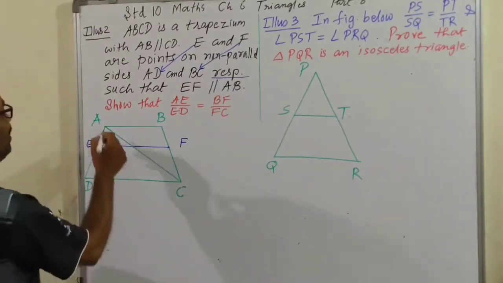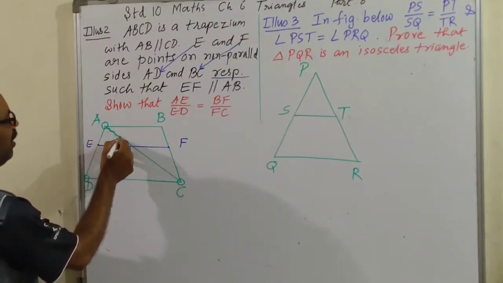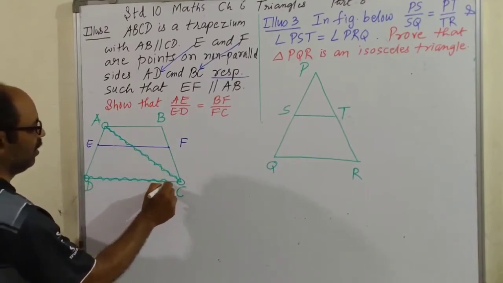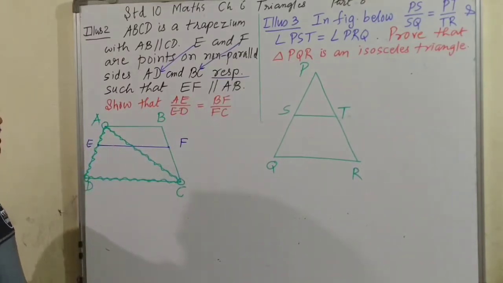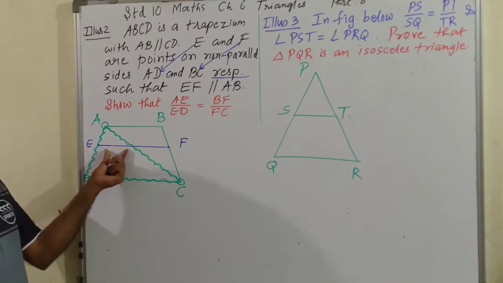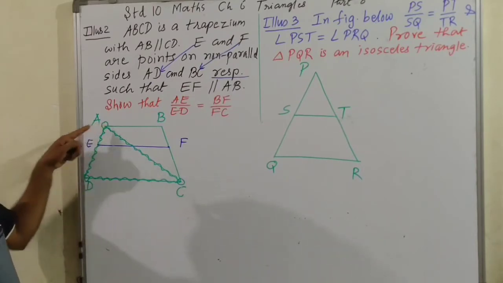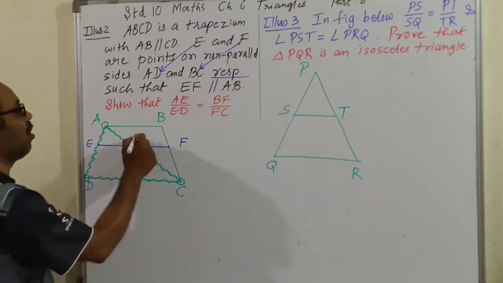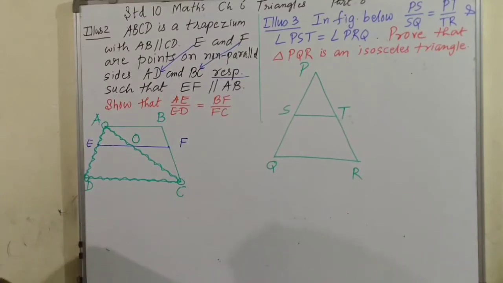By drawing diagonal AC, I got a triangle ADC. Correct? I got this triangle ADC. Yes, the blue line is parallel to CD and it intersects AD and AC in point E, and I will call this point O. Alright? Understood? Sure? So I have the result.